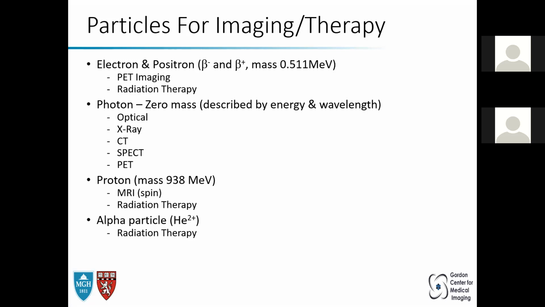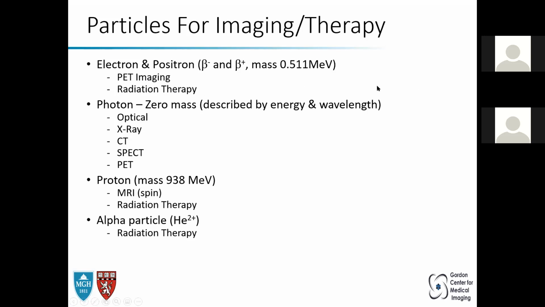Okay, so first up, electron and positron, beta minus, beta plus. These have a mass of 0.511 MeV, 511 keV, and these are important in PET imaging, where the P in PET is positron, and in radiation therapy.